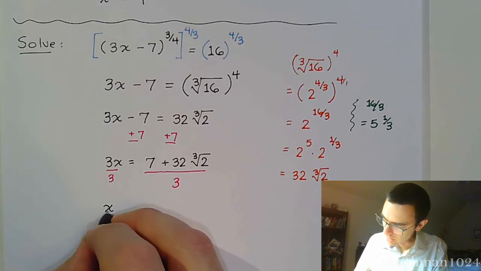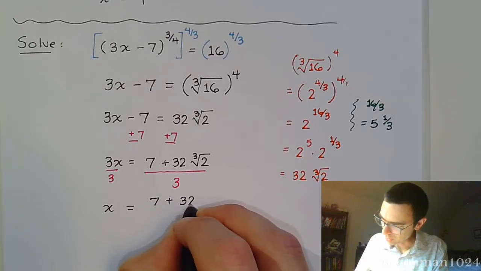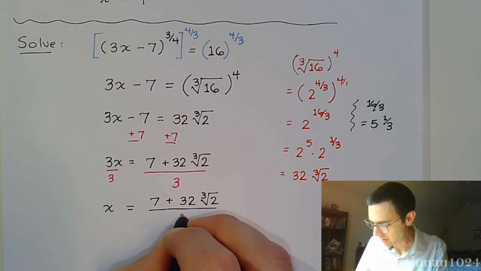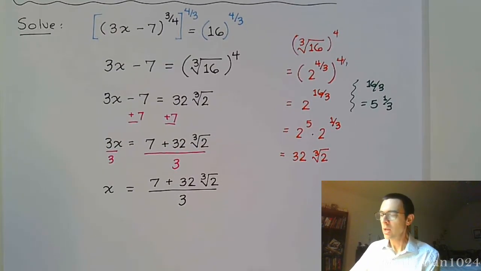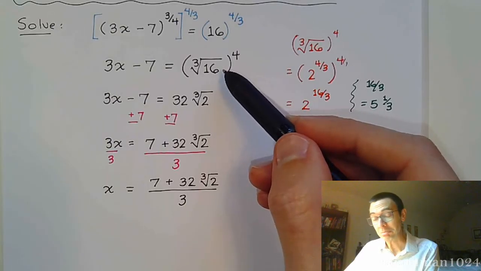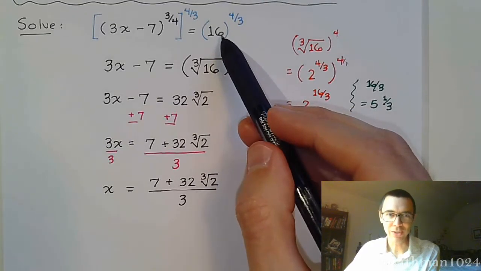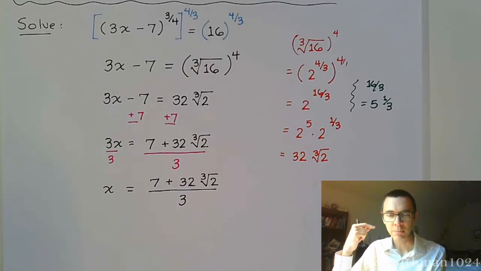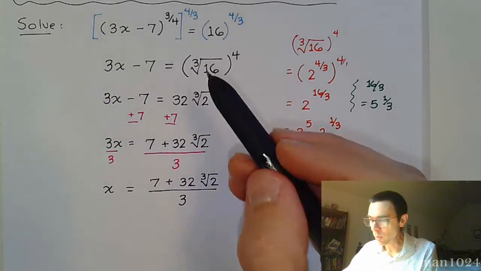All right. So x is equal to 7 plus 32 cube roots of 2 all over 3. Okay? So I think the most difficult part was dealing with this radical over here. When I was making the problem, I thought I had it right in my head. This would have been a lot easier had the 16 been 8, and I think that's what I was thinking of. But you know how sometimes you have one number in your head, but then you write a different number? So sometimes that happens, but we still work through it anyway.